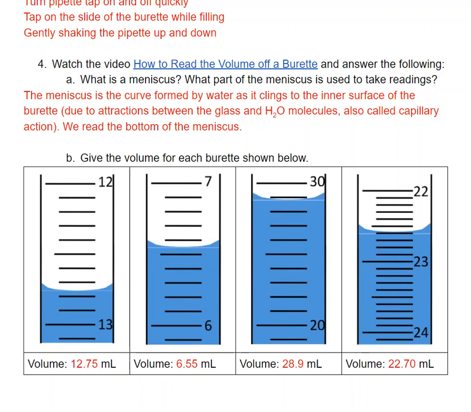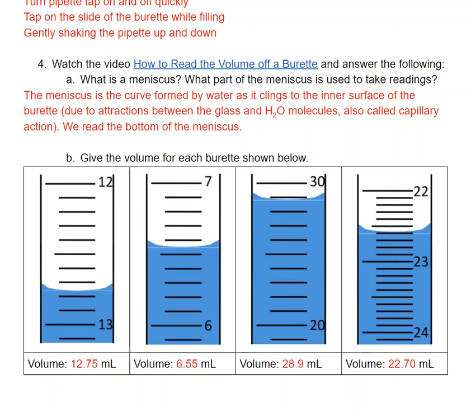This is also called capillary action if you've taken biology. Whenever we read a burette, we always read the bottom of the meniscus. We want to read it at eye level. When we measure these solutions, it's the numbers that we know plus one place smaller. The numbers that we know are the ones that we can count on the burette.